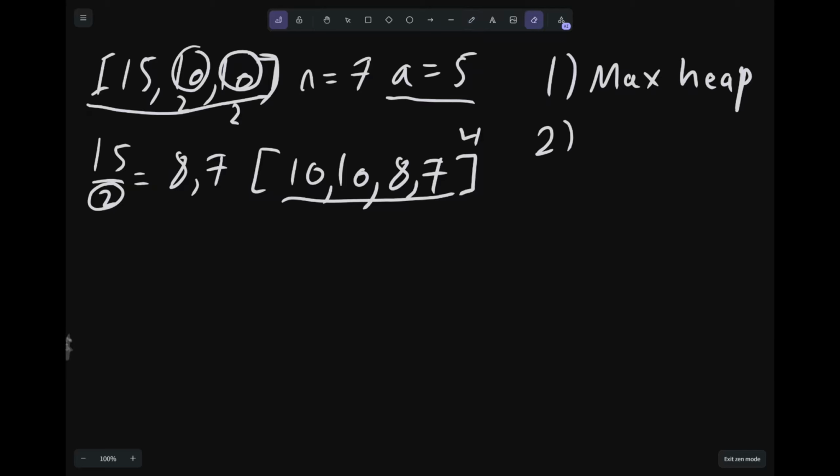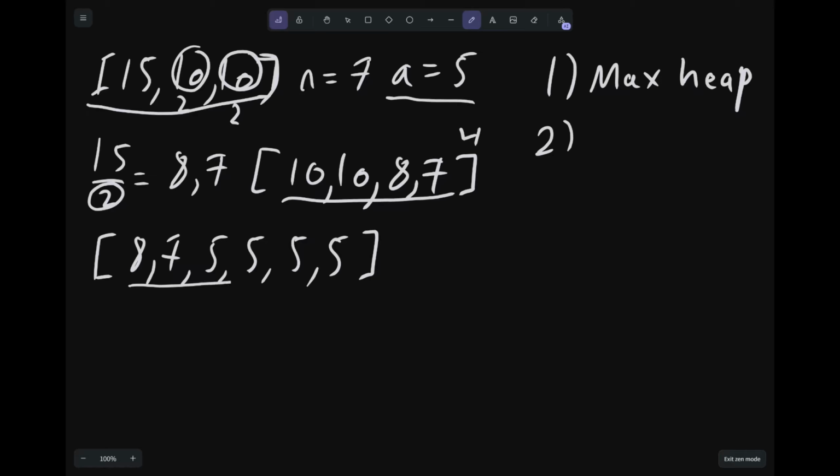Just erase that little scribble right over there. That is going to look like this. 8, 7, and then if we divided those two by 5, it's going to be 5, 5, and then 5. And that is going to be in total, right? That is going to be 6 items right there.